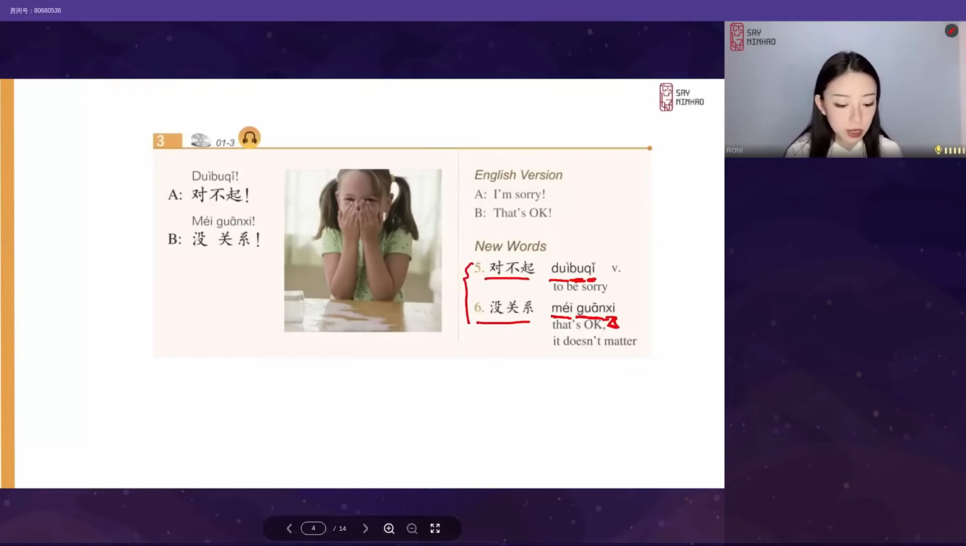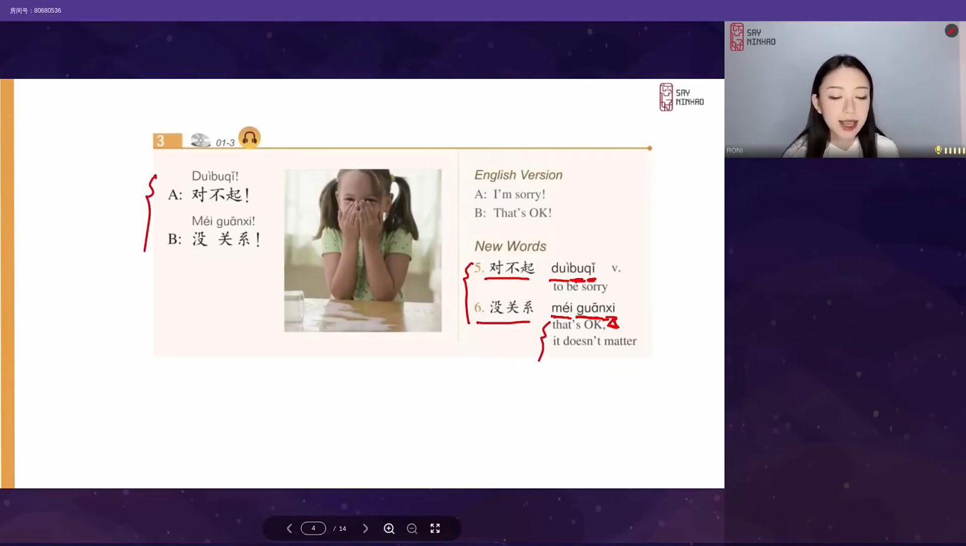Okay, these are the new words. Try to read it from the start, each word twice. First one, 对不起. Next one, 没关系. Very good. And 没关系 means that's okay. It doesn't matter.